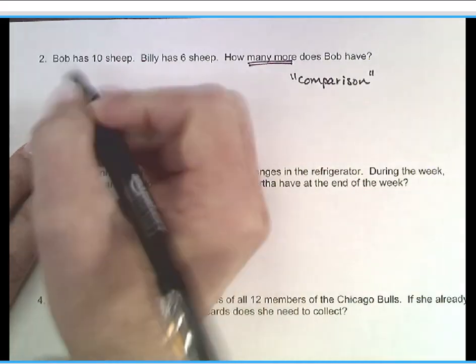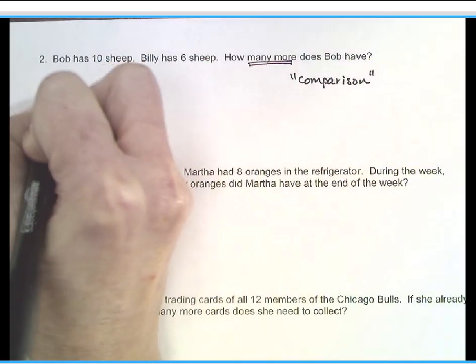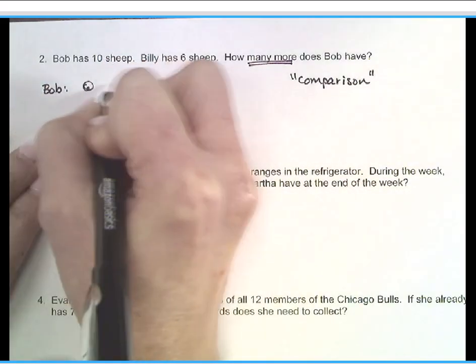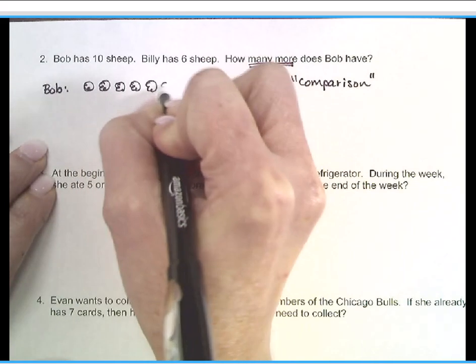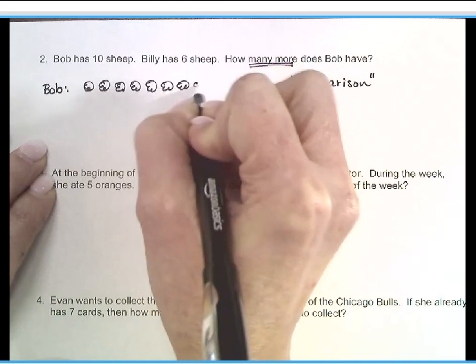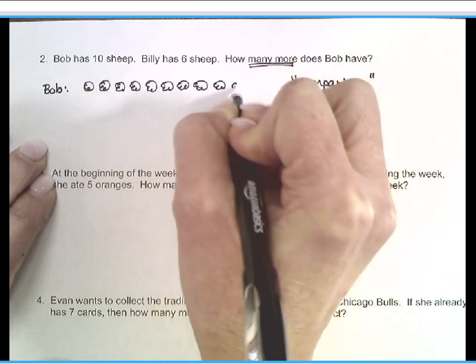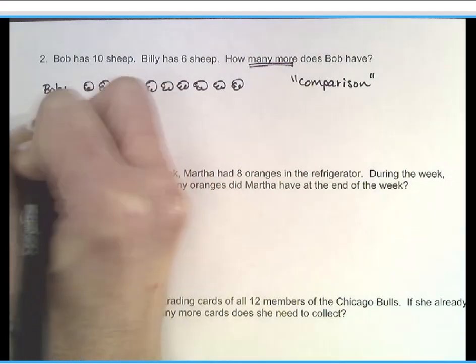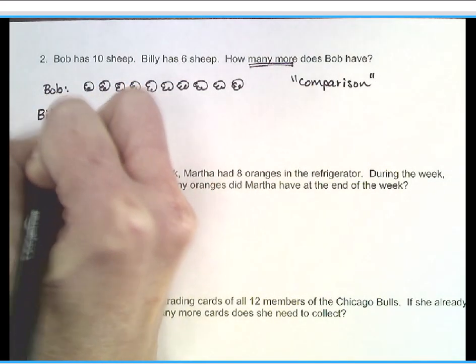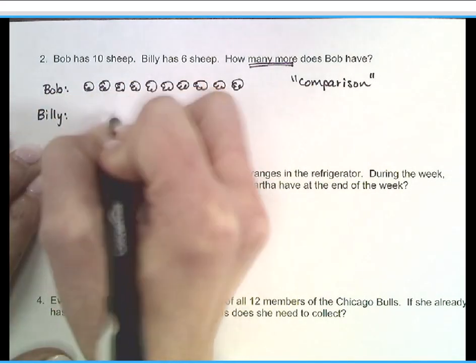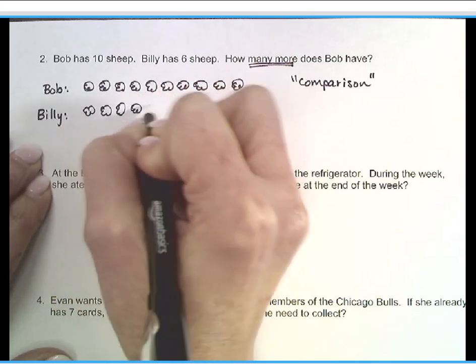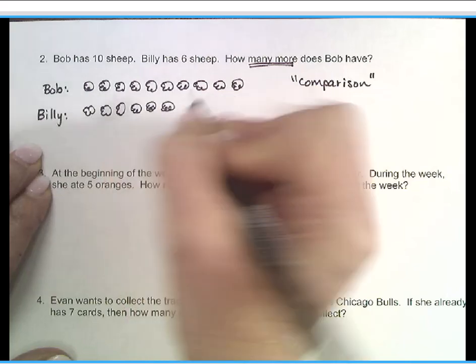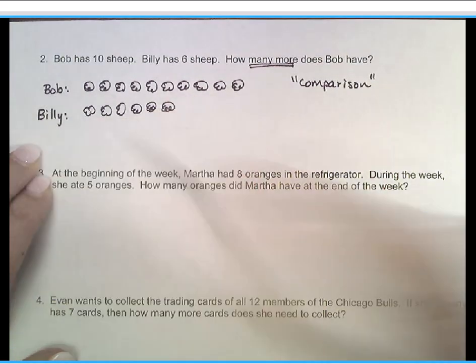So Bob has 10 sheep. Let me draw Bob's 10 sheep here. 1, 2, 3, 4, 5, 6, 7, 8, 9, 10. It's just 10 little fluffy sheep. And then we've got Billy. Billy has 6. So you need to line them up underneath here. So 1, 2, 3, 4, 5, 6. Bob has 10, Billy has 6.